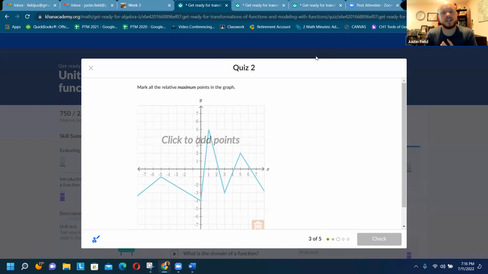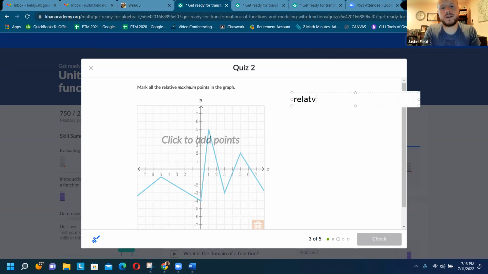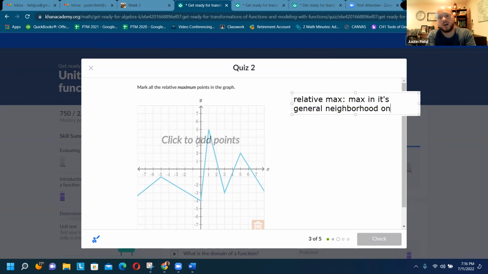Mark all the relative maximum points. So there's two types of maximums. There are relative, which is a max in its general neighborhood on the graph. If you look at the values around it, it's the highest, it would be the max. You can also have a relative min.